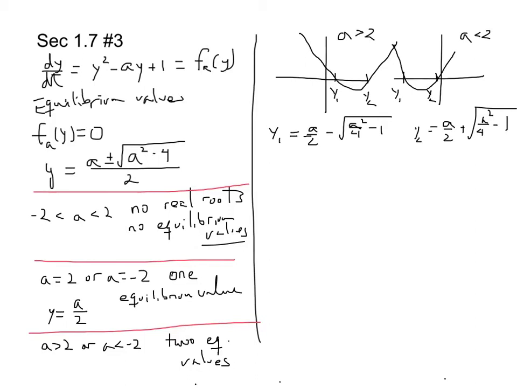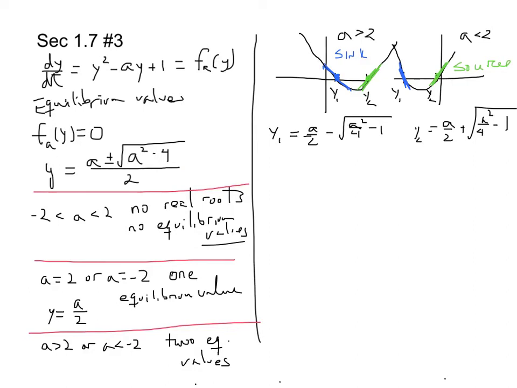This equilibrium value y1 will always be a sink because the slopes here are negative in both cases. Sink here, sink here. Equilibrium value y2 will be a source because the slopes here are positive in both cases. It's going to be a source.